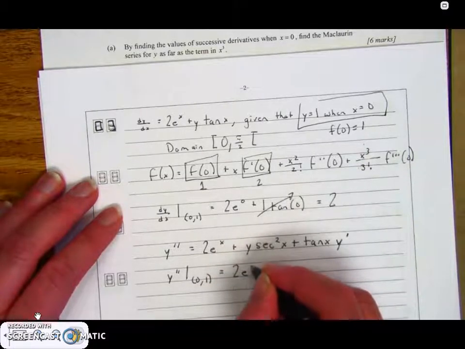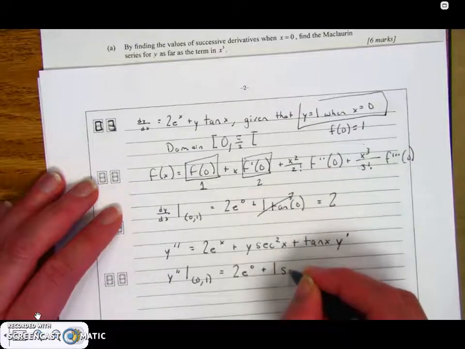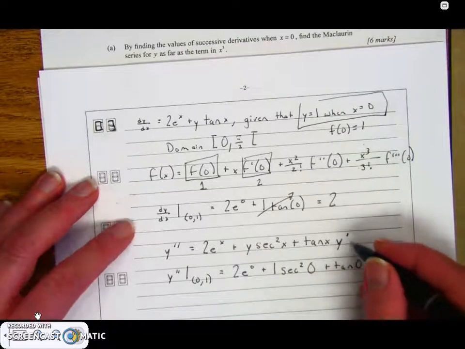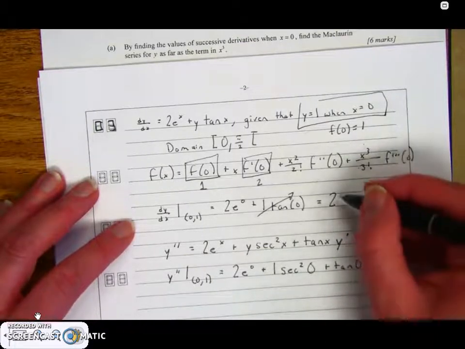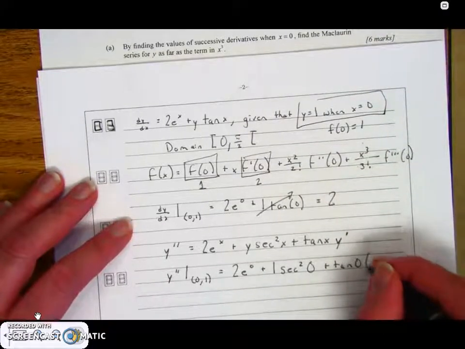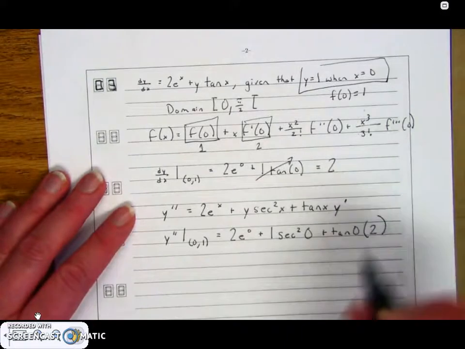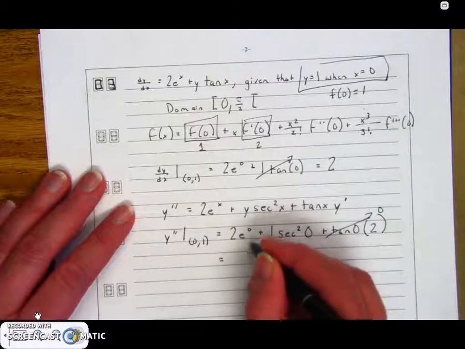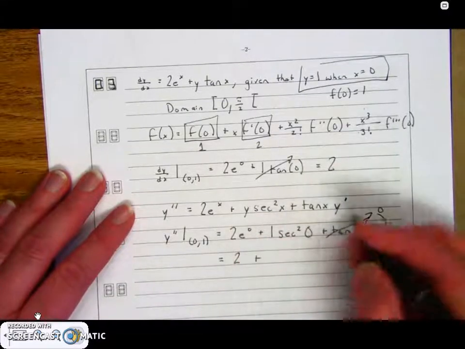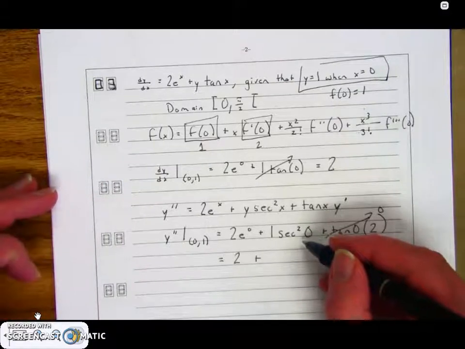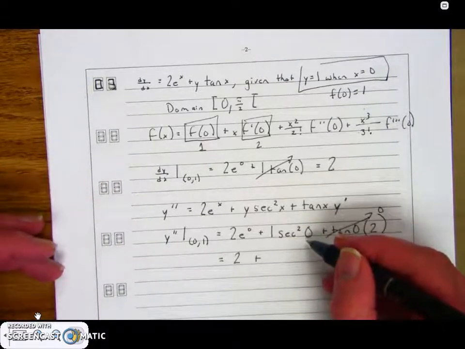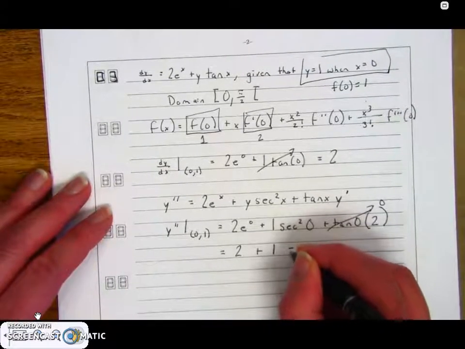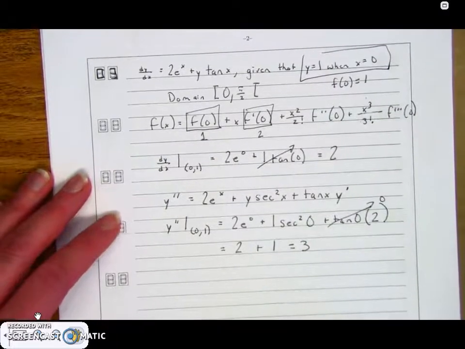So this would be 2e^0 plus 1 times sec squared 0 plus tan of 0 times y prime. This is y prime at 0, which just happens to be 2. We already found that out. So you substitute in that value. So let's look what we've got. Tan of 0 is 0 anyway, so that's gone. So this would be 2 times e^0, which is just 2 times 1, plus the cosine of 0 is 1, so the secant of 0 is the reciprocal of that, which is still 1. Square it, still 1. Multiply by 1, still 1. So 2 plus 1, we just have 3 right here. So we've got that.